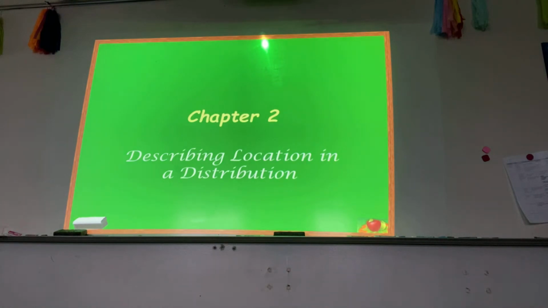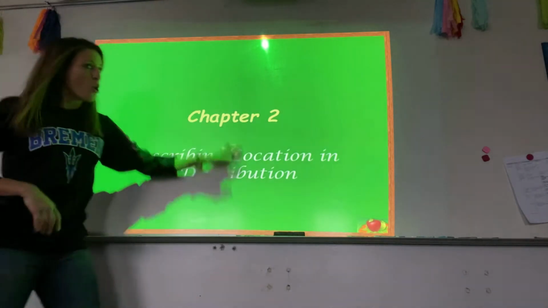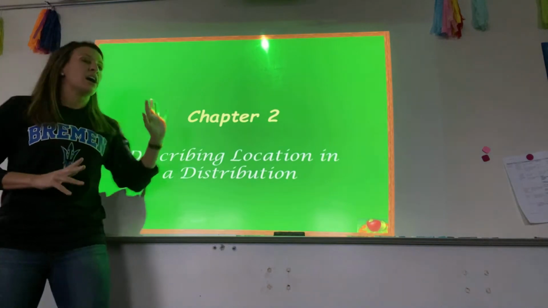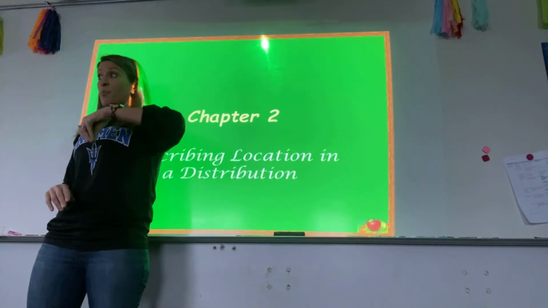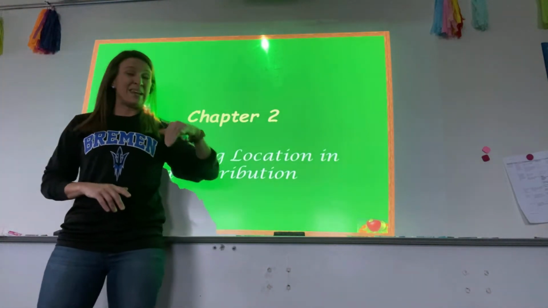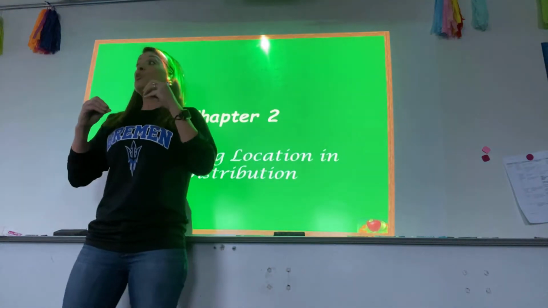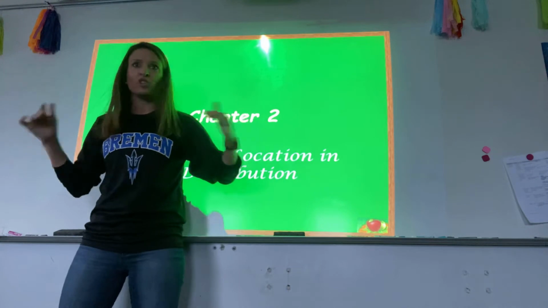Okay, so describing a location in a distribution. The distribution we're going to be using is the normal model that we kind of watched that little video on today. This only works with a normal model because we're using mean and standard deviation, and you can only use mean and standard deviation when you have a unimodal, symmetric, bell-shaped curve.